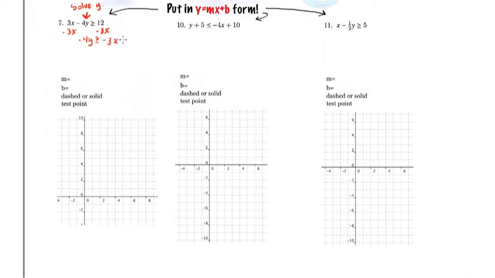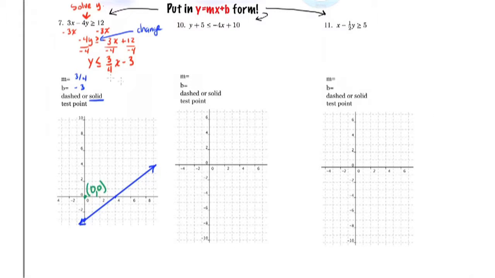In this problem, we first have to solve for y to put it in slope-intercept form. Don't forget to change the sign of the inequality whenever we multiply or divide by a negative. So we have our slope and our y-intercept. I can plot the line. It's going to be a solid line. Then I need to choose a test point. I can use the original equation for the test point, and I see that it's false. 0 is not greater than or equal to 12, so I shade the opposite side.